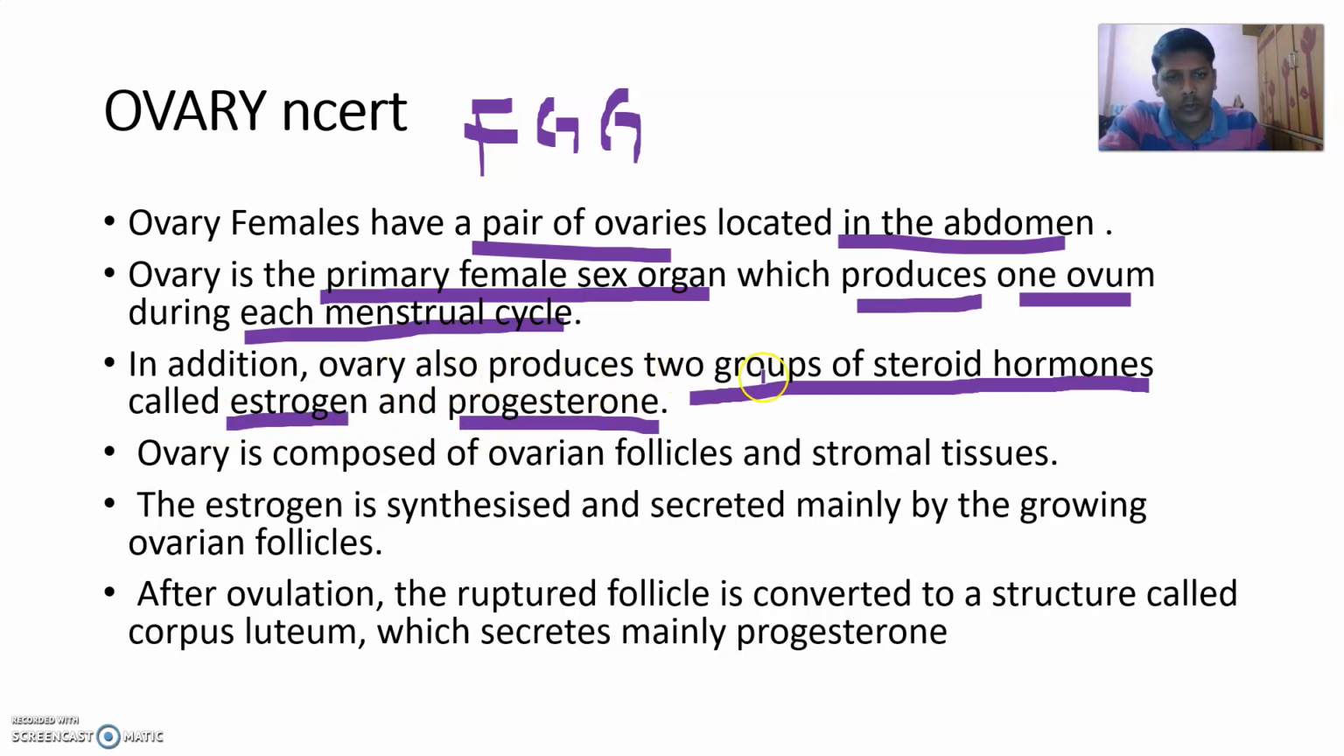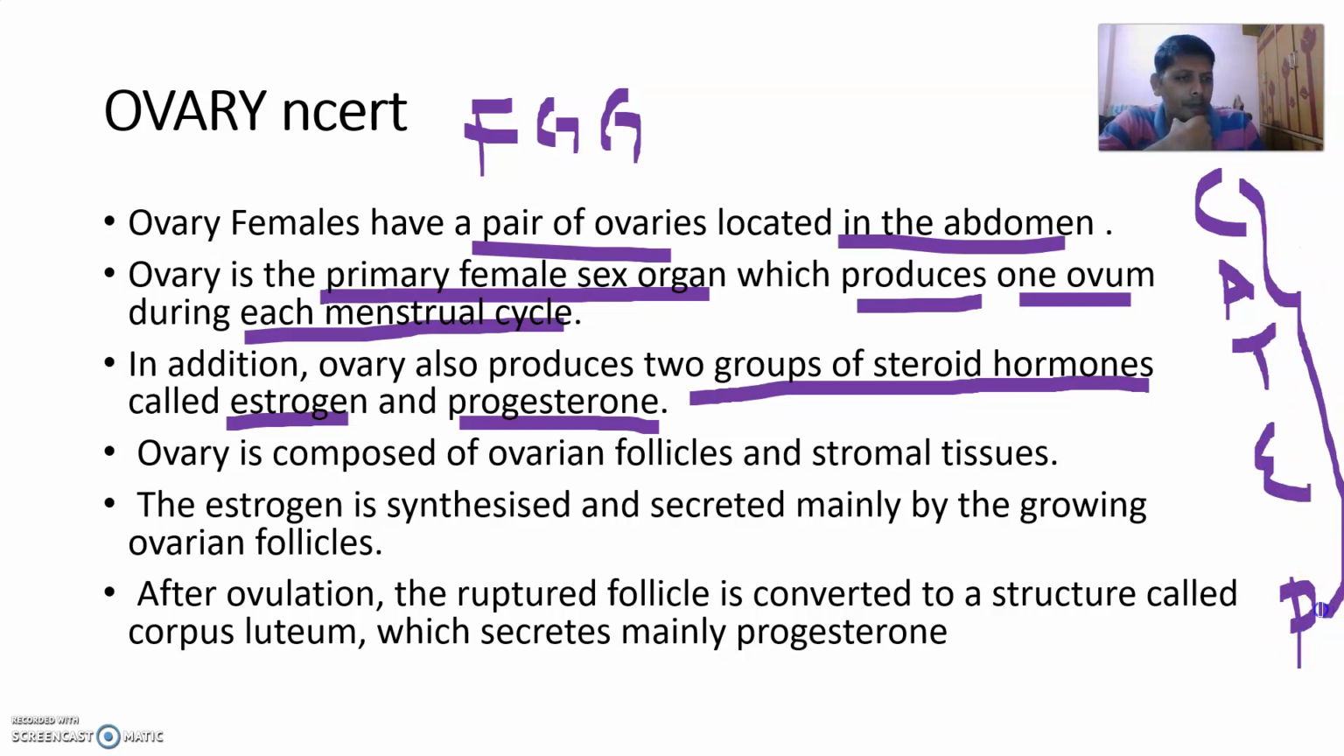What are the two groups of steroid hormones produced by the ovary? By this time, you must be in a position to list out all the steroid hormones. Cortisol is a steroid hormone. Aldosterone is a steroid hormone. Next one, testosterone is a steroid hormone. Next one, estrogen is a steroid hormone, and progesterone is a steroid hormone. These all are steroid hormones.